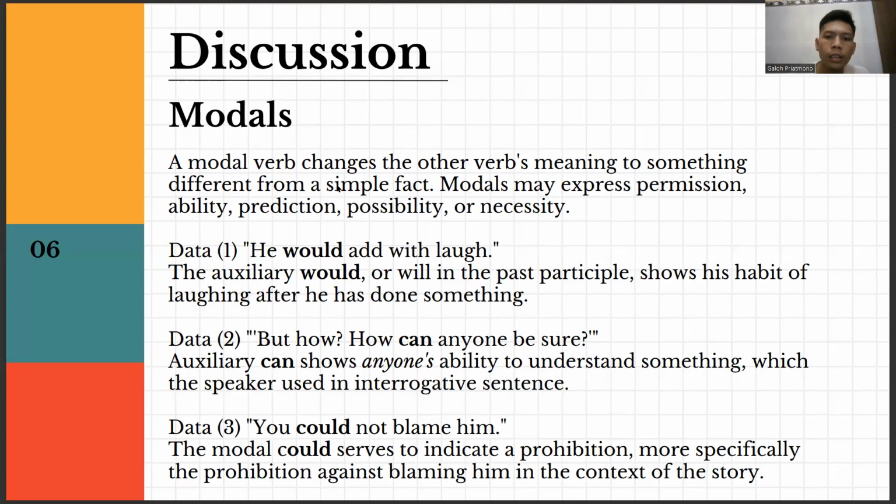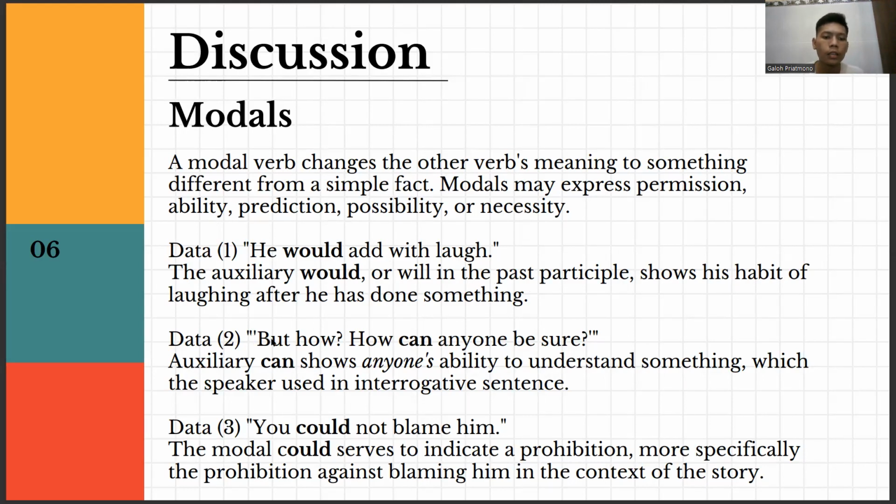Modal verbs change the other verb's meaning to something different from a simple fact. Modals may express permission, ability, prediction, possibility, or necessity. The first data I found about modals is: he will add with love. The auxiliary would or will in the past shows his habit of laughing after he has done something.